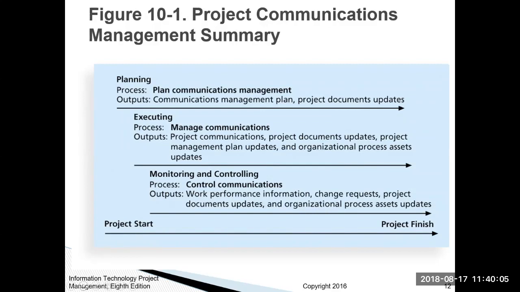And then after that, we have monitoring and controlling throughout the project, where the process here is control communications, and then your outputs are your work performance information, your change requests, project document updates, and organizational process assets updates. And then hopefully you'll reach the project start, all the way to the project finish, and hopefully you'll get there on time and on budget, if not under budget. Hopefully you won't go over budget. That seems to be a problem when you're not controlling and communicating correctly with your stakeholders. So that's very important that we try to finish on time, if not before time, and hopefully under budget.